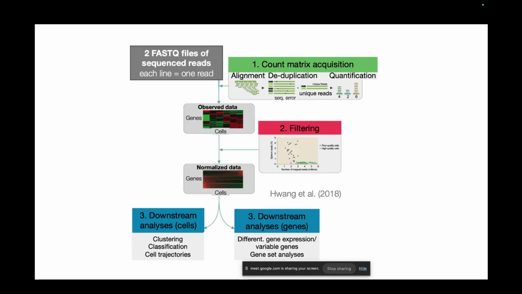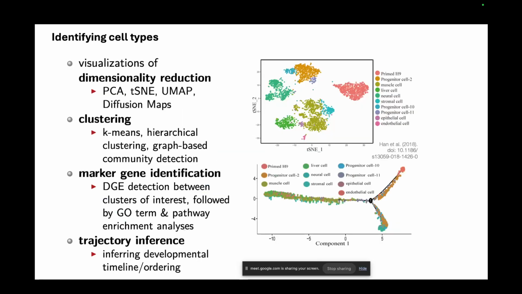After that we do downstream analysis. We do clustering of these cells based on these gene expression values, and the idea is that similar cell types will cluster together and different cell types will cluster in a different manner, right? So yeah, this is the idea.